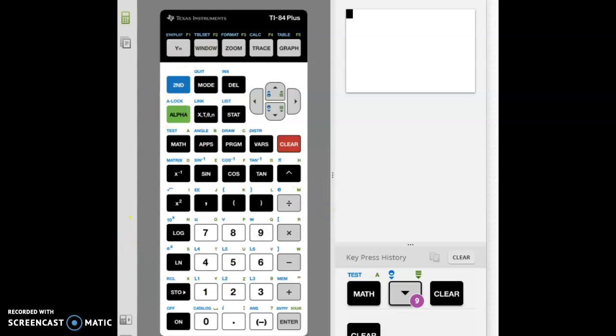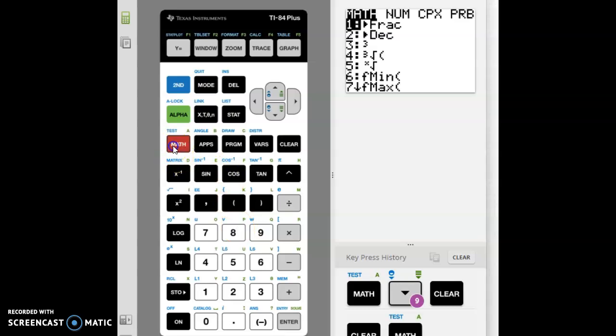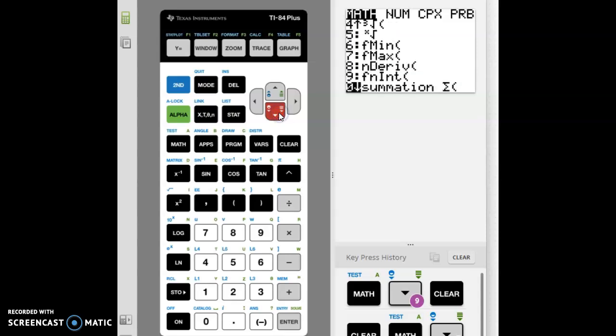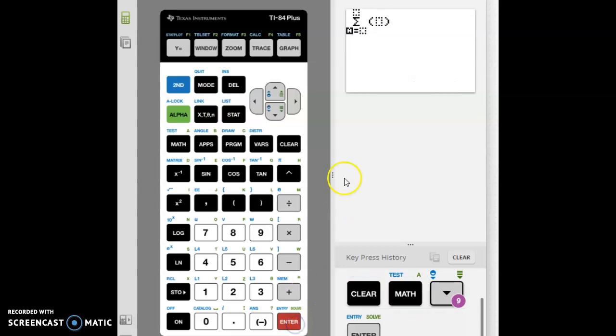So how do you do that on this calculator? You go to the math menu, and then you're going to scroll down, and you're going to find letter 0. It says summation. So I'm going to choose that, or you can hit enter once you highlight it. And then you have the summation formula. And so I'm just, instead of using n, I'm just going to use x because I can just hit this button. The variable doesn't matter here.